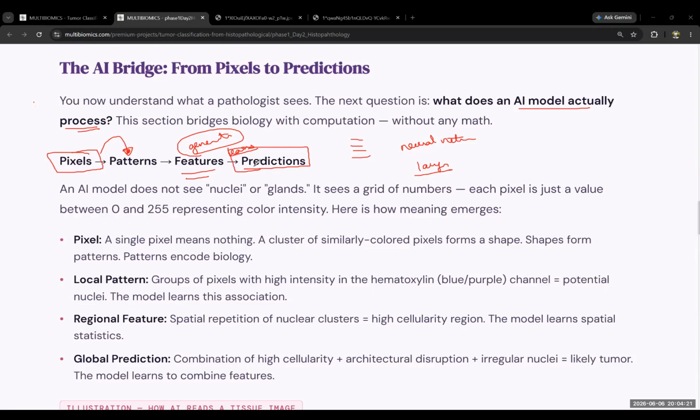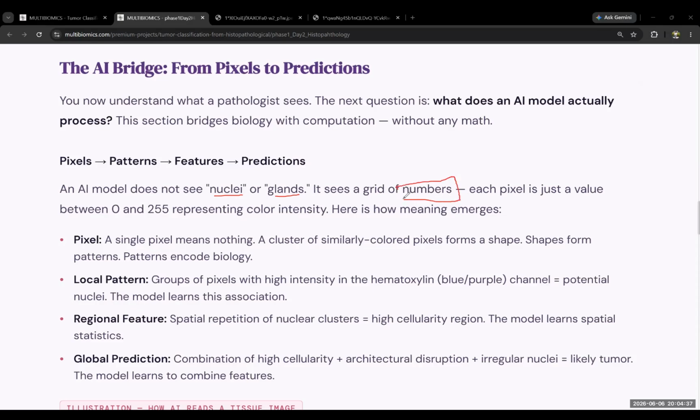Understood? An AI model does not see the nucleus. As humans, we see nuclei, that they are round, whether the glands are present or not. It will only look for numbers. So they would not look at raw images. We have to process them into a different data type. Can you keep this thing in mind, everyone? I want a yes from everyone, please.